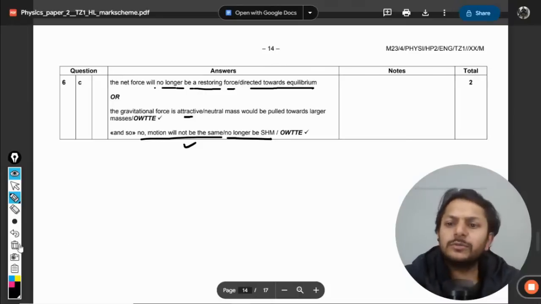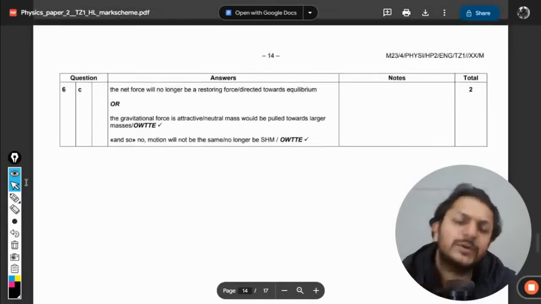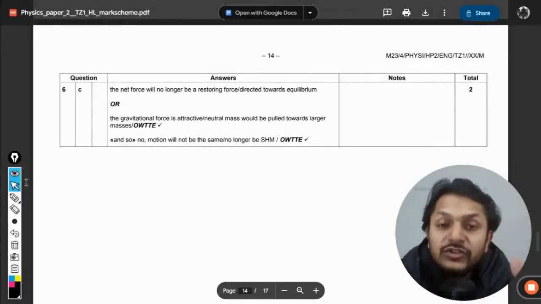Yeah, the motion will not be the same. Okay, dear students, so I think this is the last part. Yes, this is the last part for this question, and this is how we do this question.